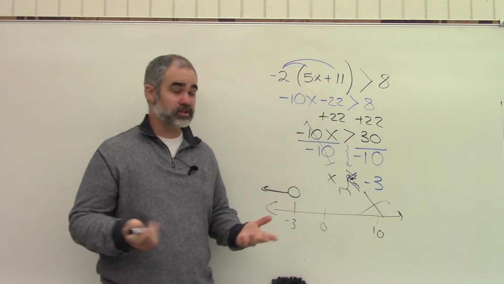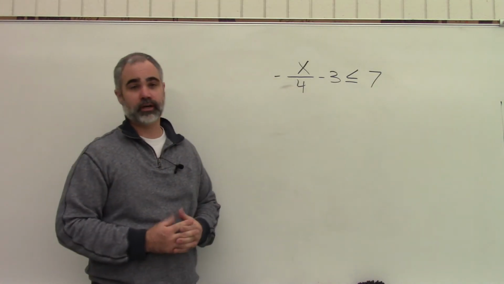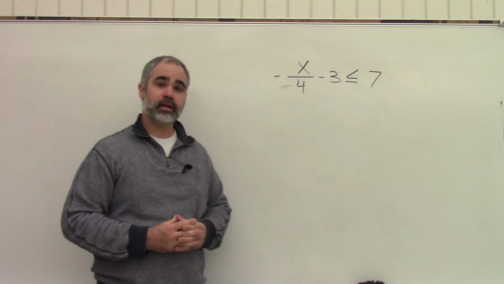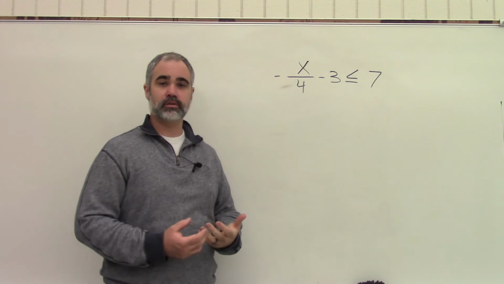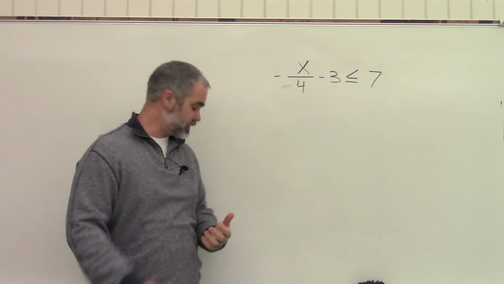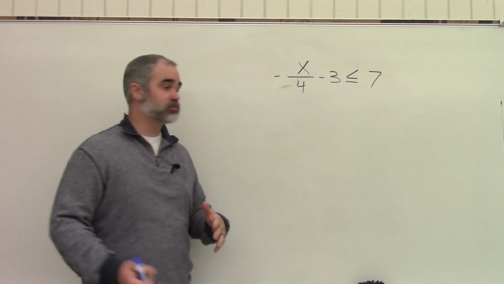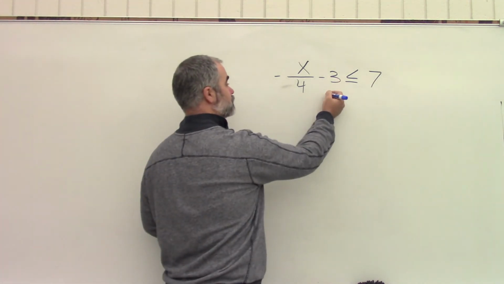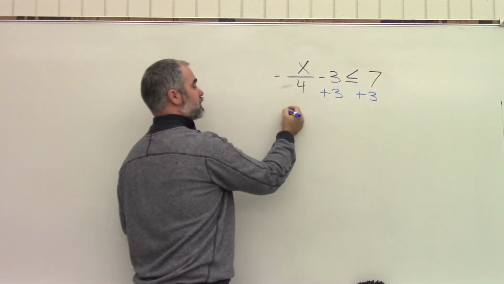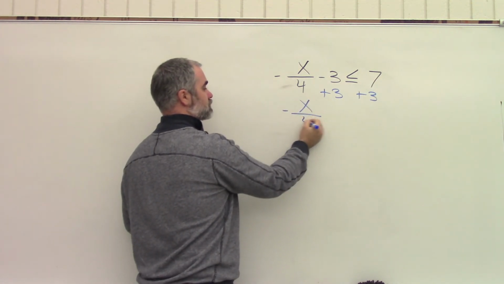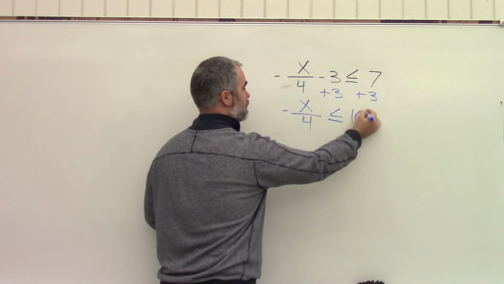And if you can do those steps, you're going to be in great shape. All right, one more example here. Again, we've got an inequality with an equal sign underneath it, so I'm going to have a dot because it needs to include the point. It needs to be filled in, dot there. And we're going to go ahead and solve this. Remember, all the same rules apply. Subtraction, I'm going to add, which leaves me with -x over 4 less than or equal to 10.